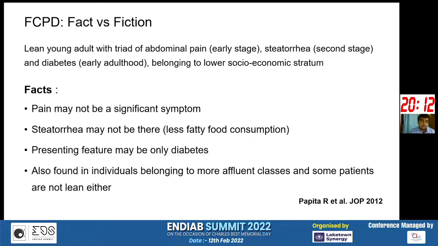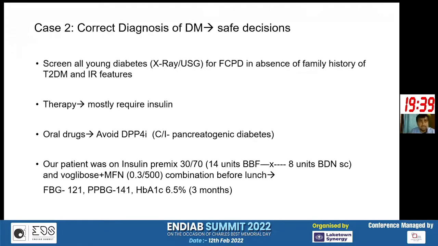Now, when we talk about FCPD, we generally picture a lean young adult with the triad of abdominal pain, steatorrhea, and diabetes, generally belonging to a lower socioeconomic stratum. There are points that we have to keep in mind: pain may not be a significant symptom in them, steatorrhea may not be there, and the presenting feature may be only diabetes. And FCPD has also been found in individuals belonging to more affluent classes. So all these things we have to keep in mind.